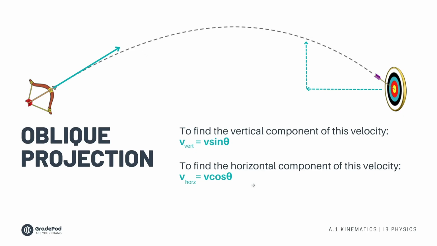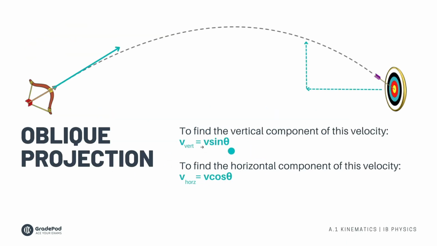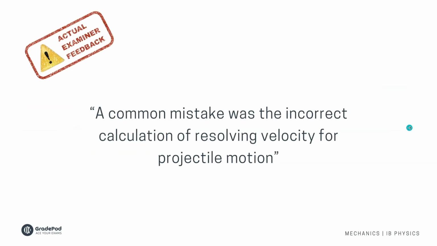If you want more of an explanation of why we use that, then head to the math skills tutorial of this topic. Examiners are actually quite good at giving feedback on the mistakes that a lot of students make, and one of the pieces of feedback from examiners in the past has been a common mistake was the incorrect calculation of resolving velocity for projectile motion. That means that this is important. When you have oblique projection, these two equations are important. You've got to learn how to use them. And of course, I will help you apply these when we look at the knowledge questions.